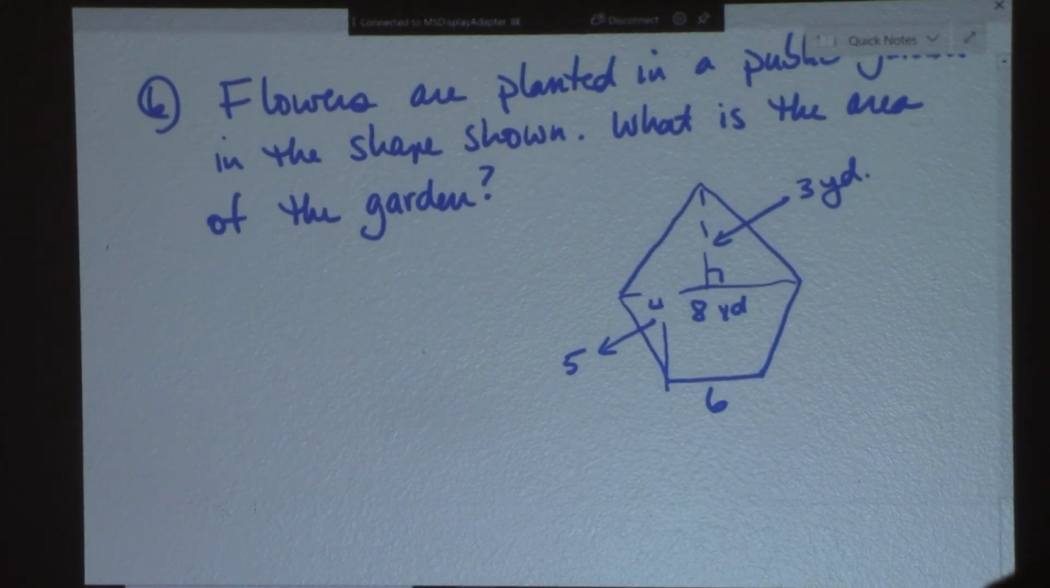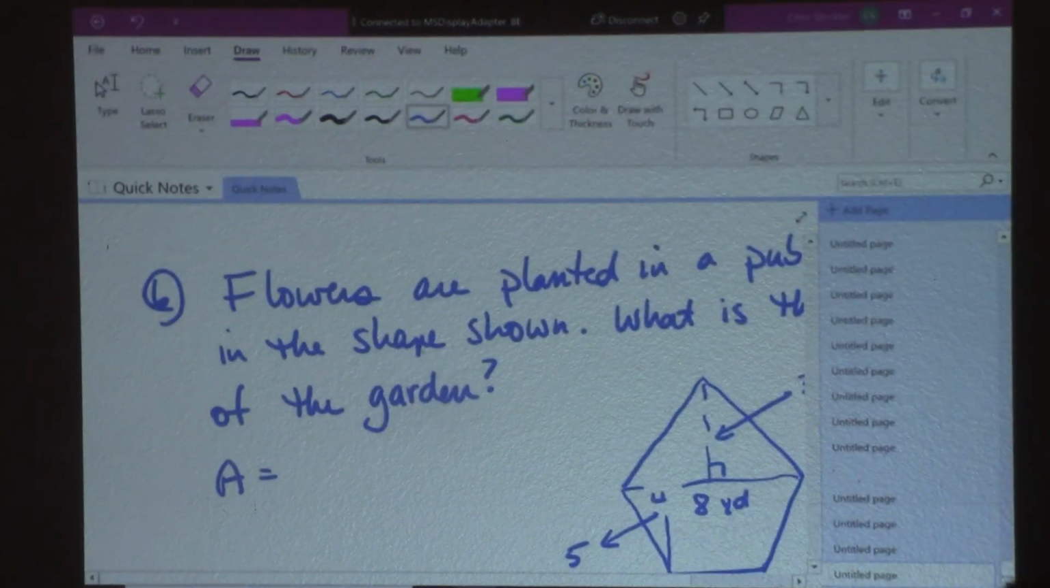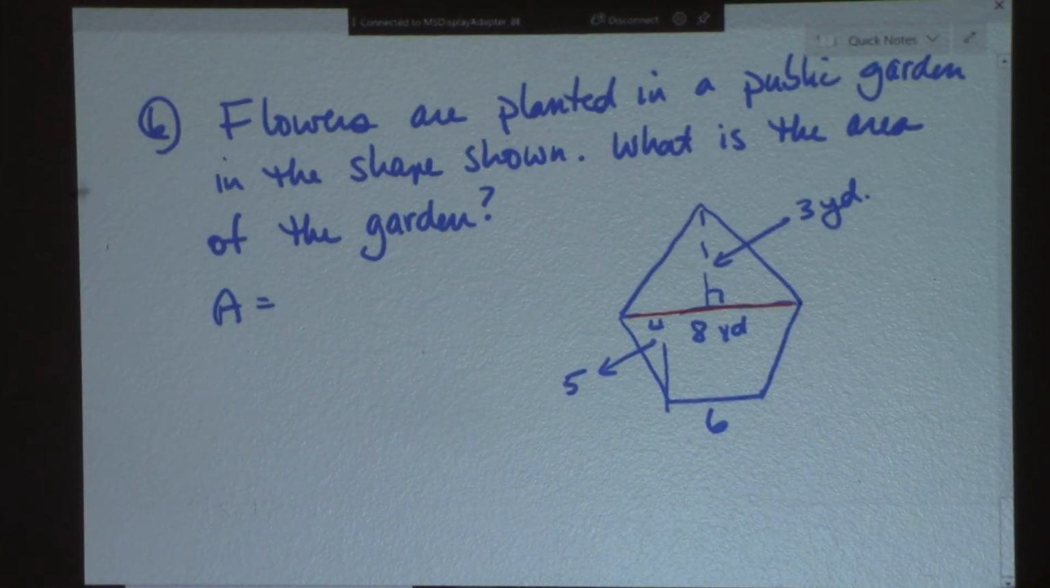But in the meantime, I can do the parts. So if you look at the parts, you can figure it out. The area of the whole thing is going to be what? I've got, let me use a different color. I've got a trapezoid right here. So I have 1 trapezoid plus 1 triangle. So if I find the area of each thing, then I can add them together.